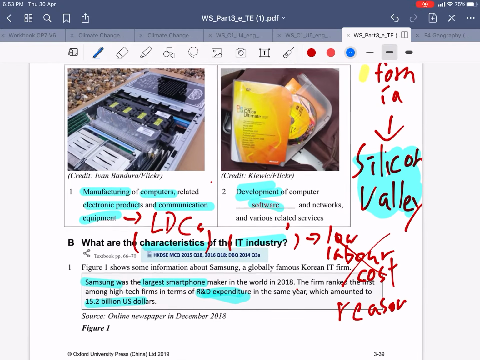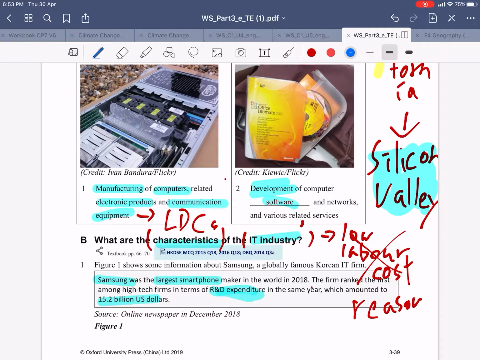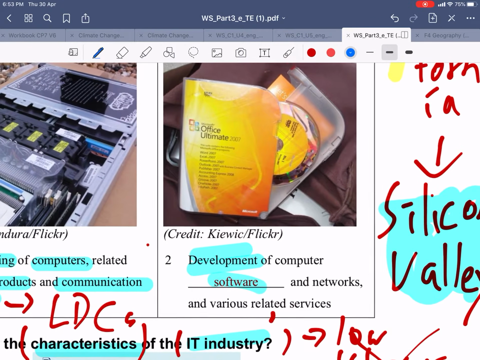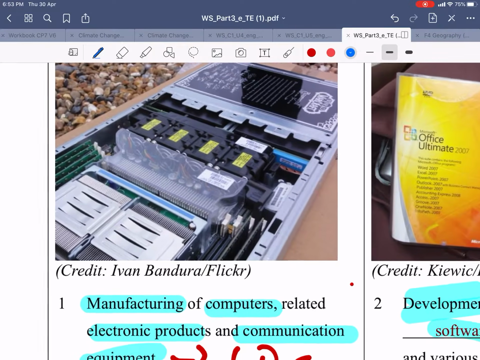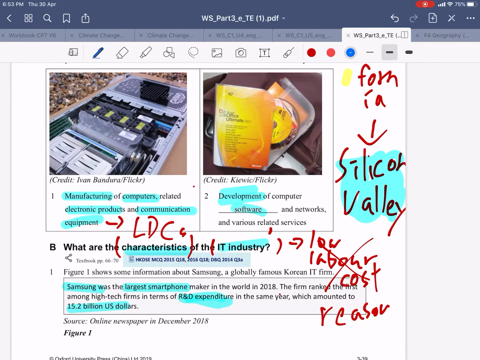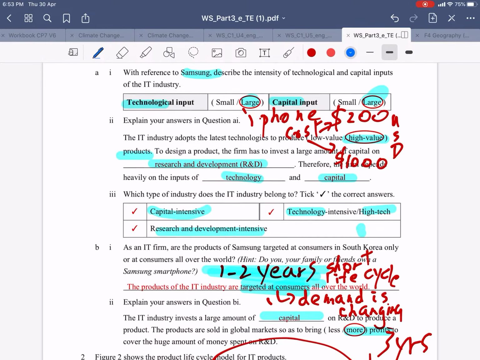So, to start with, I would like to talk about the IT industry. What is the IT industry? The IT industry is about processing information. For example, this one, Office 207, and also this one. No matter whether it is hardware or software, it is regarded as the IT industry.